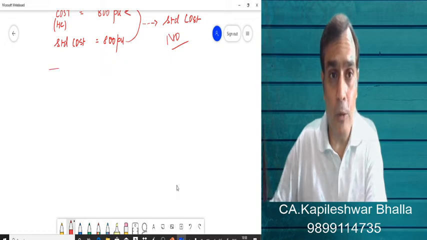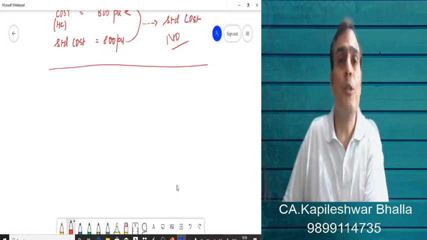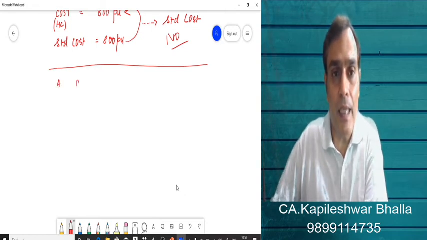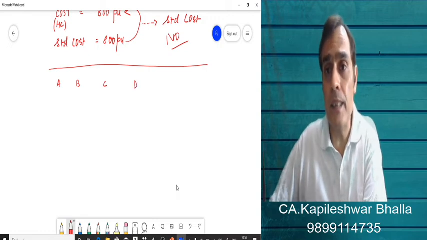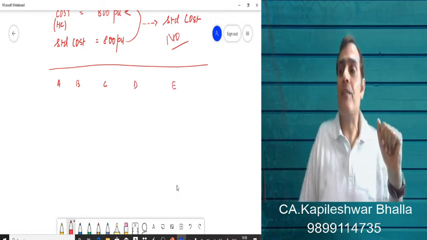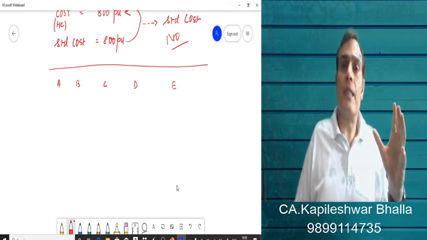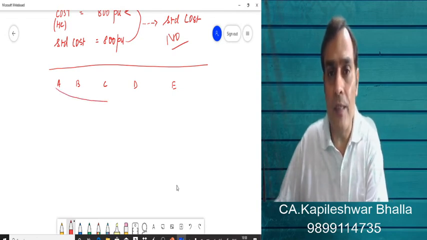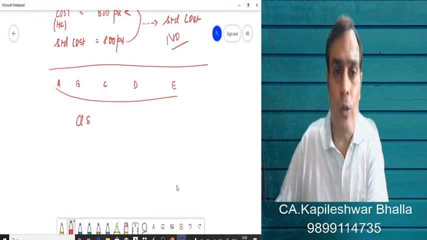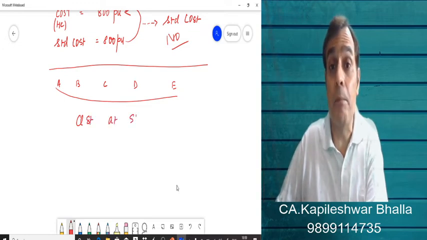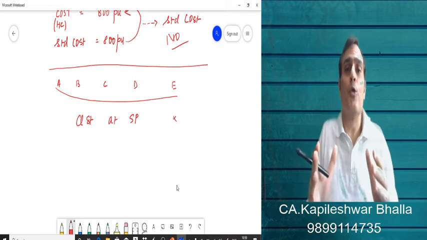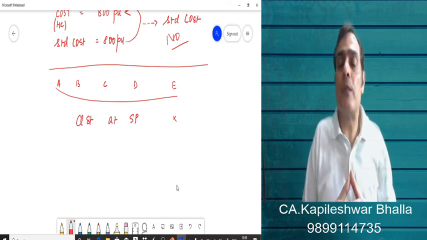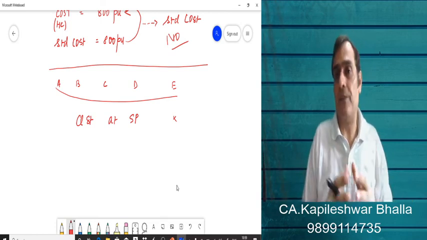Now, let's recall something which we did earlier. If you remember, I'm taking you back to the CPT days when we used to do something like this. We used to say that there is item A, item B, item C, D, and E. So let's say there are a total of 5 items. Let us see the closing stock of all these items at selling price. So we used to take the closing stock of A, B, C, D, E, all the 5, and calculate the closing stock at selling price.